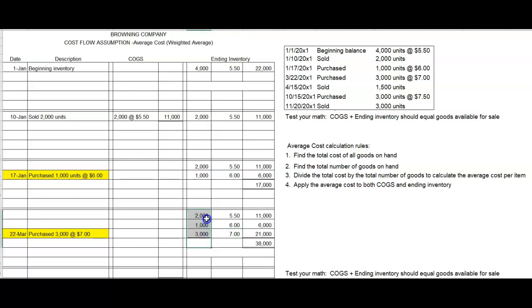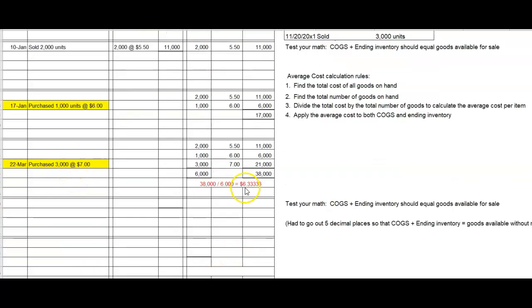So it's easy to add them up. When you stay organized, it's much easier. We have 6,000 units for a total cost of $38,000. Step 3, divide the $38,000 total cost by the number of goods on hand, 6,000, to calculate the average cost per item. The average unit cost of each item on hand after the March 22nd purchase is $6.33333. I've carried it out to a number of decimals because if we don't do that, we will have a problem with rounding. Hopefully on an exam, you won't have to struggle with rounding.